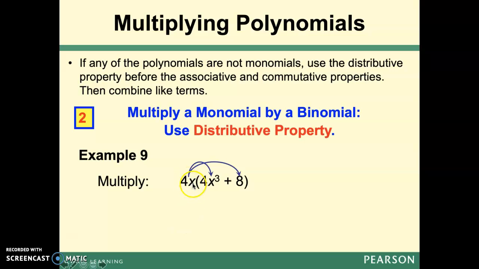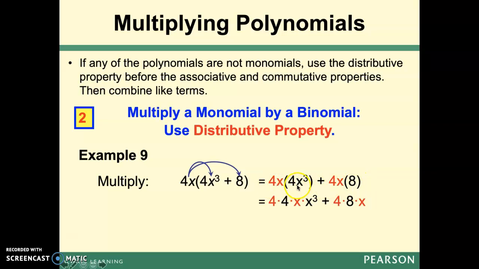I'm going to take 4x times 4x to the 3rd. I'm going to write it all out so you can see it. And then I'm going to add that to 4x times 8, right here. Okay, 4 times x times 4 times x to the 3rd looks like this. And 4 times x times 8.